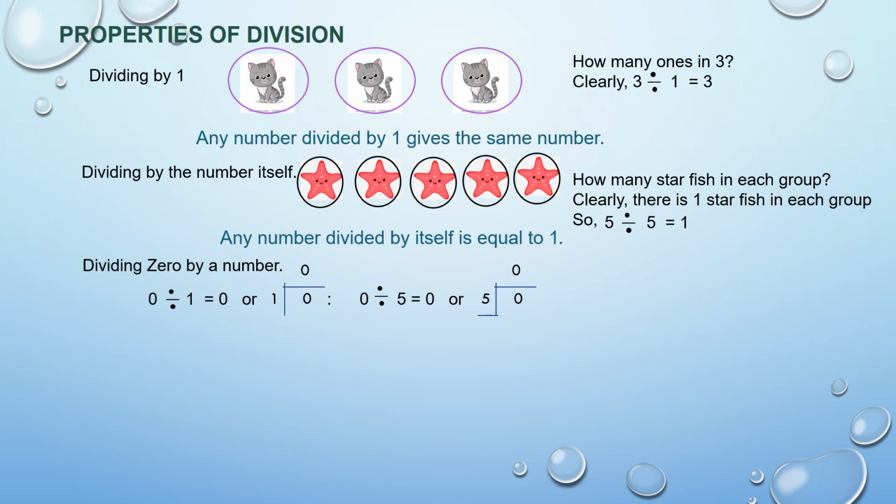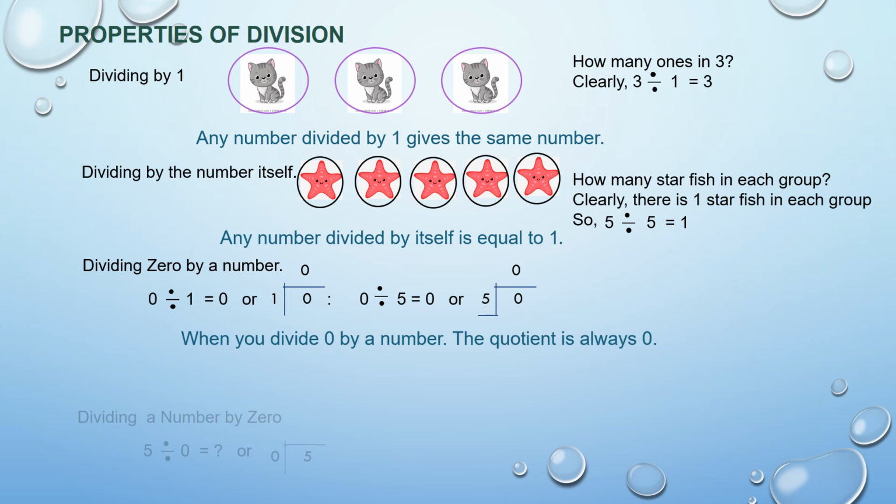Dividing 0 by a number. Now 0 divided by 1 is equal to 0. Or 0 divided by 5 is equal to 0. When you divide 0 by a number, the quotient is always 0. Quotient means answer. In division, the answer is called the quotient. So the quotient will always be 0 when you divide 0 by a number.